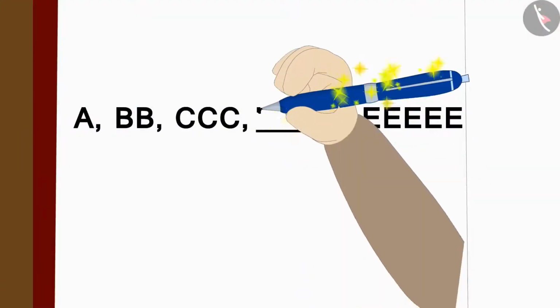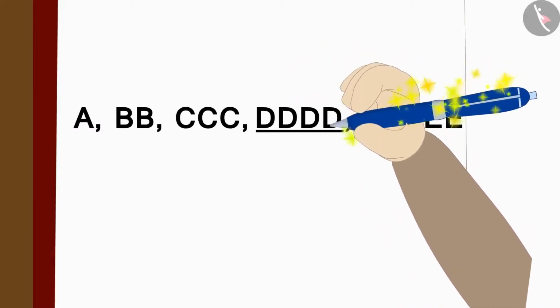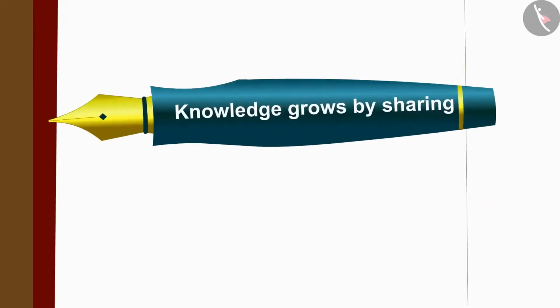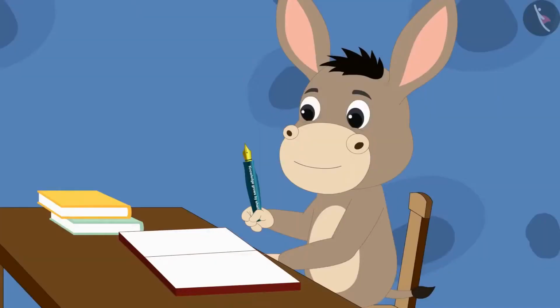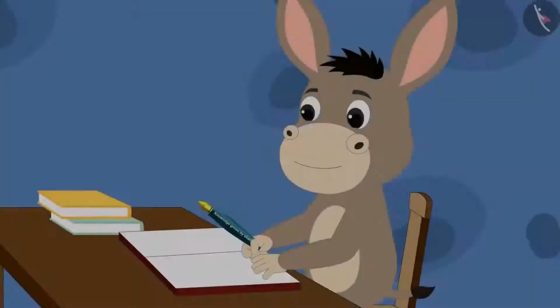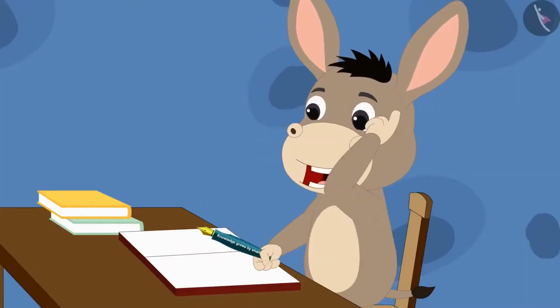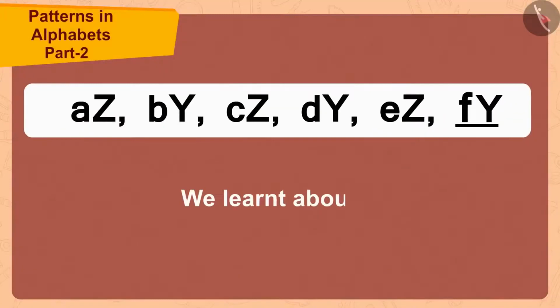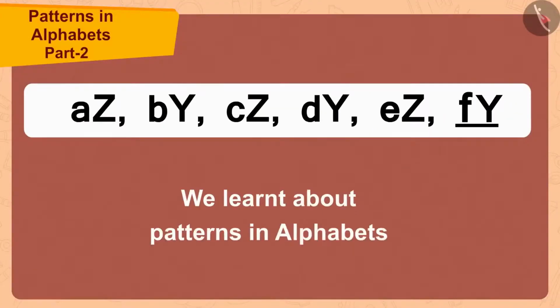As Bhola filled the blank, this time the pen disappeared, and all the letters together became a new pen. When Bhola saw that new pen, it was written on it, "Knowledge grows by sharing." Bhola understood the message written on the pen and immediately went out to tell his friends about the patterns in alphabets. In this video, we learnt about patterns in alphabets.